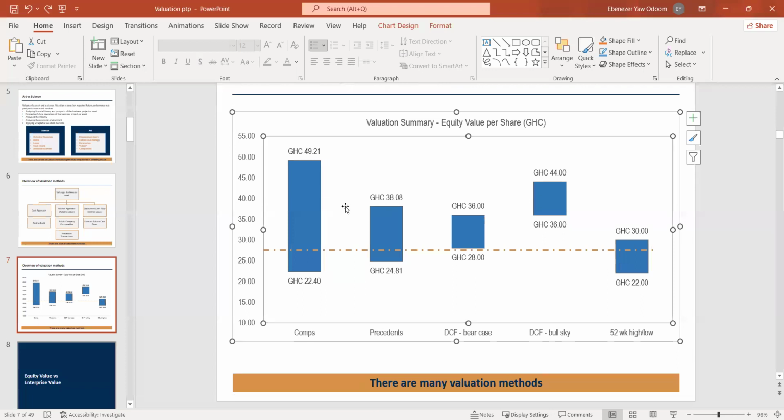So typically we don't recommend using one valuation methodology. When you use about three of them to value one company and then you put them together and use the average, your margin of error will be lesser than using just one valuation approach to value the company.